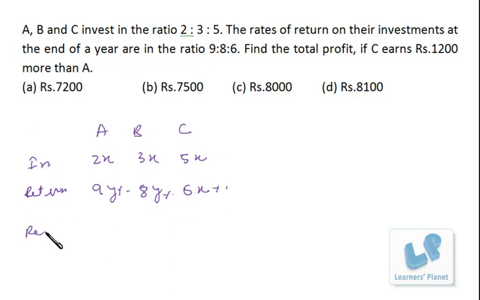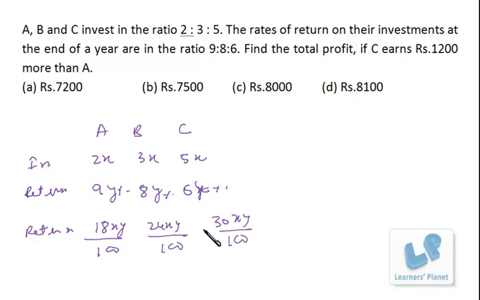So what will be the total return? It's 2x into 9y percent, that we can say 18xy by 100. It is 24xy by 100 and it is 30xy by 100. So it is 18 plus 24 plus 30, that is 72xy by 100. Okay, now the difference between the return of C and A is 1200.